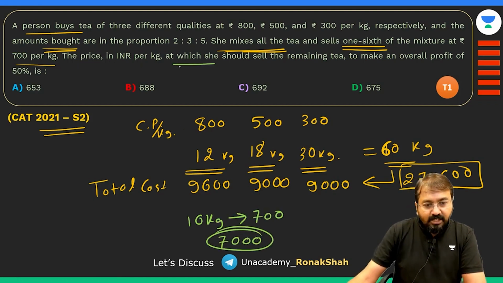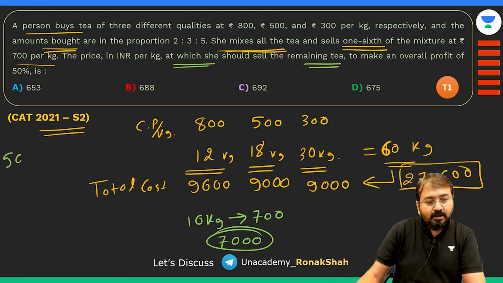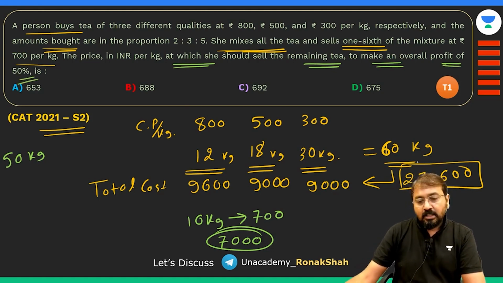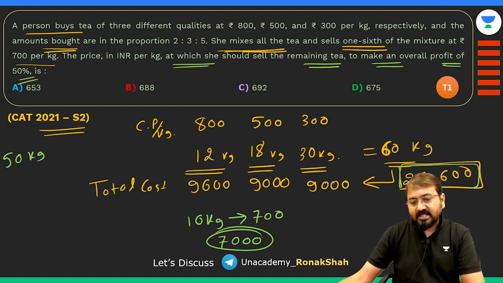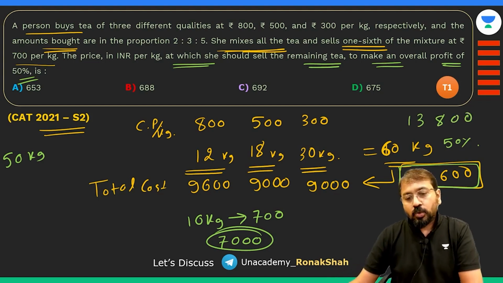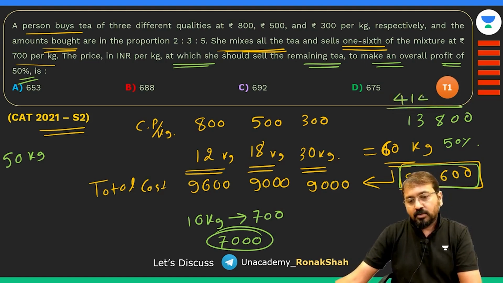At which price should she sell the remaining tea? That is, she has to sell the remaining 50 kg of tea so as to make an overall profit of 50%. My total cost is 27,600. I hope all of you are able to see that, and we want to make 50% profit on that, so we'll have to add half of that. So 13,800 rupees will be added. So the total will come out to be 41,400 rupees. This is the total revenue that I need to generate.